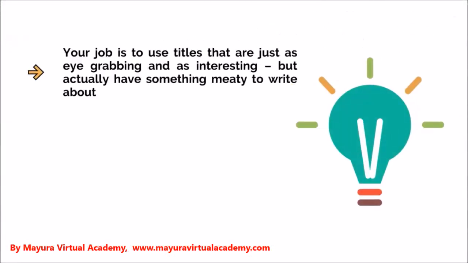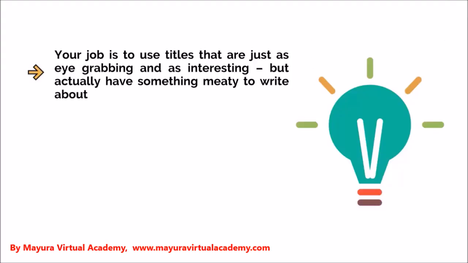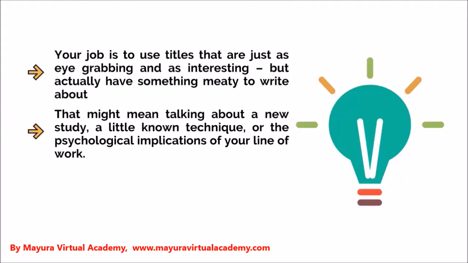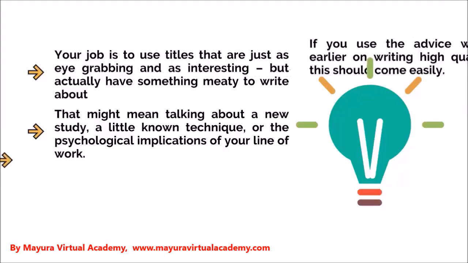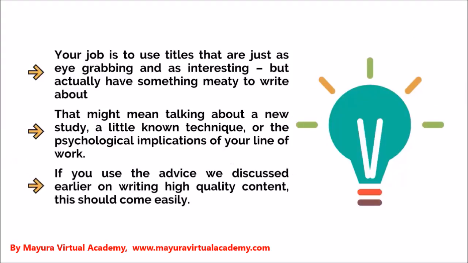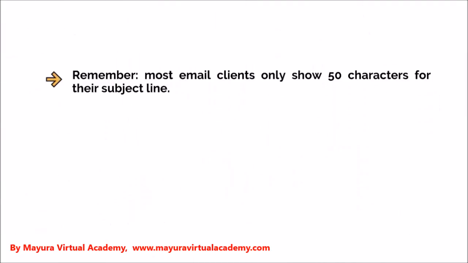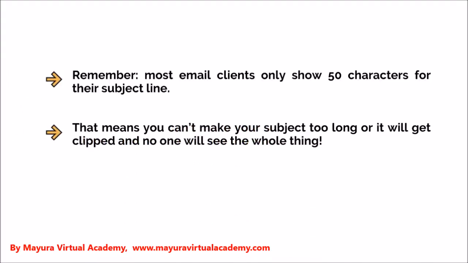Your job, then, is to use titles that are just as eye-grabbing and interesting, but actually have something meaty to write about. That might mean talking about a new study, a little-known technique, or the psychological implications of your line of work. If you use the advice we discussed earlier on in writing high-quality content, then this should come easily. At the same time, though, remember that most email clients only show 50 characters for their subject line. That means you can't make your subject too long, or it will get clipped and no one will see the whole thing.